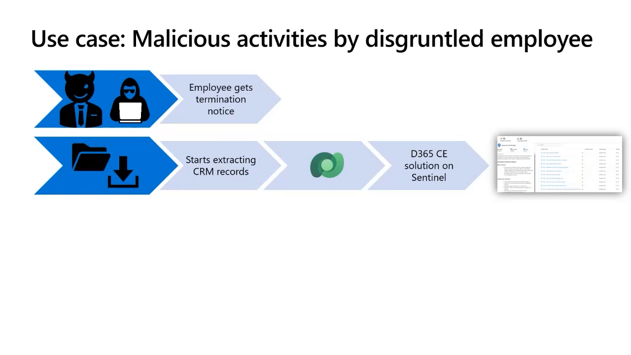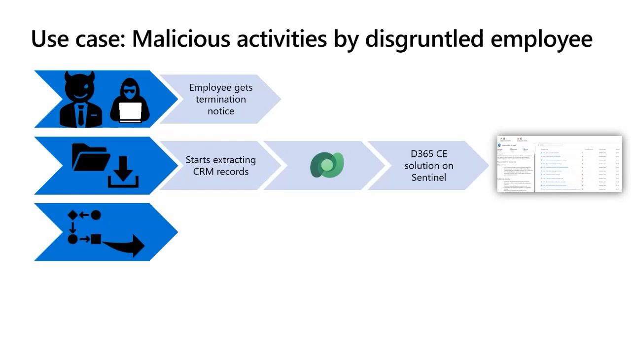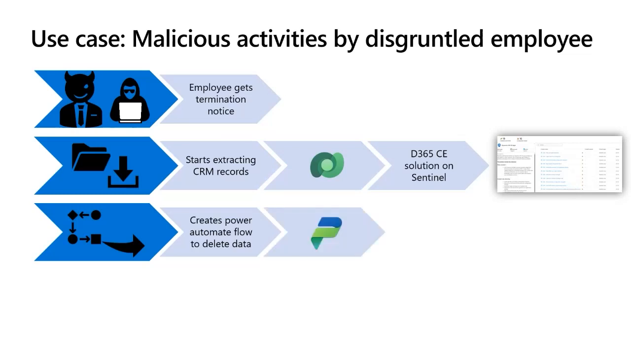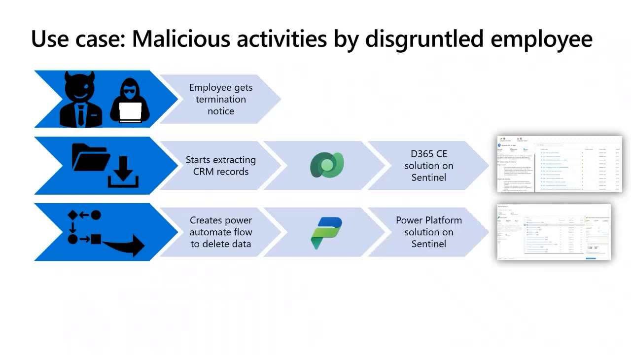Moving on, in another scenario, a soon-to-be ex-employee again, he creates a Power Automate flow. And this one will be set to run even after departure. And this might look like a regular routine flow, right? But it does pose a potential threat when performed with malicious intent. And again, not going into too much detail, but Power Platform solution on Sentinel will be able to detect this.